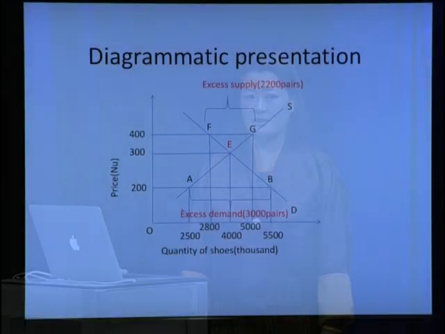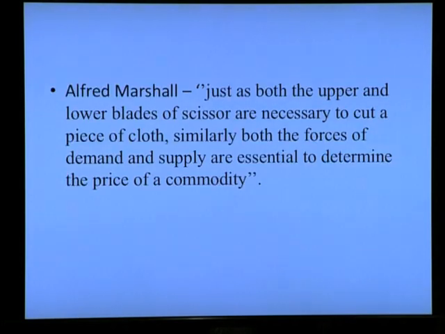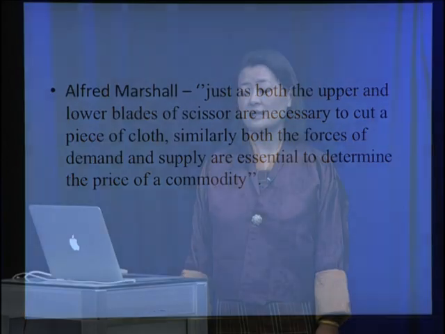In this regard, Alfred Marshall, the famous economist, said, just as both the upper and lower blades of a scissor are necessary to cut a piece of cloth, similarly, both the forces of demand and supply are essential to determine the price of a commodity. So, Alfred Marshall has regarded the two forces of the market, that is demand and supply, as the two blades of the scissor that we use to cut a piece of cloth.